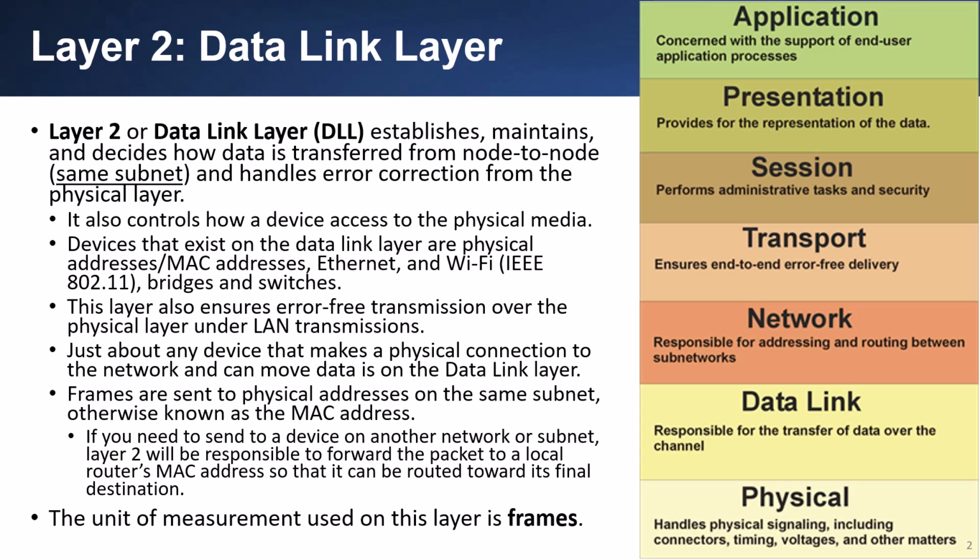Just about any device that makes a physical connection to the network and can move data is on the data link layer. Frames are sent to physical addresses on the same subnet, otherwise known as MAC addresses. If you need to send to a device on another network or subnet, Layer 2 will be responsible to forward the packet to the local router's MAC address so that it can be routed toward its final destination. The unit of measurement used on this layer is frames.